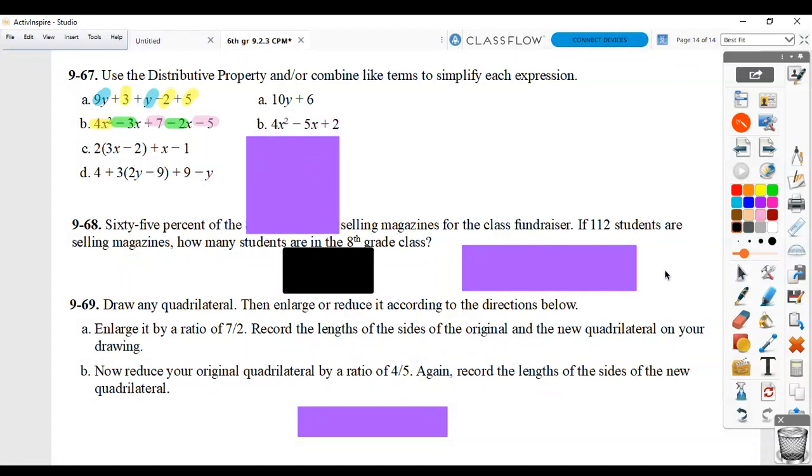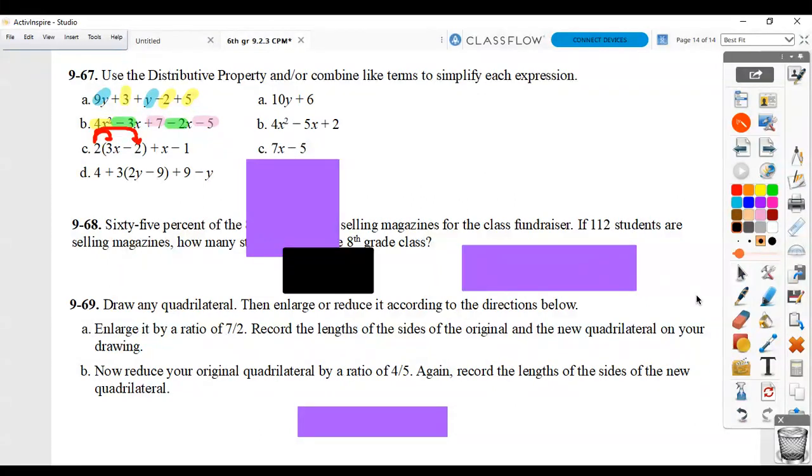For the bottom two, you need to make sure you do your distributive property first. So 2 times 3x would be 6x, then minus 2 times 2 is 4, and then add 4x to that, subtract 1 from that. So again, make sure you're showing that step that's in between this and this.